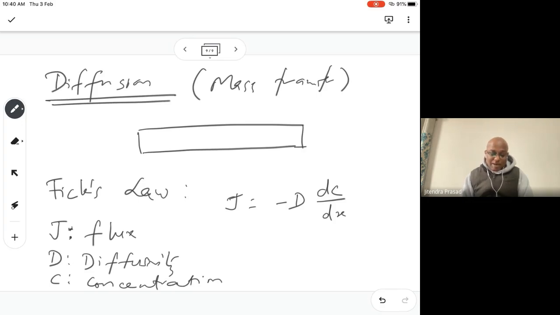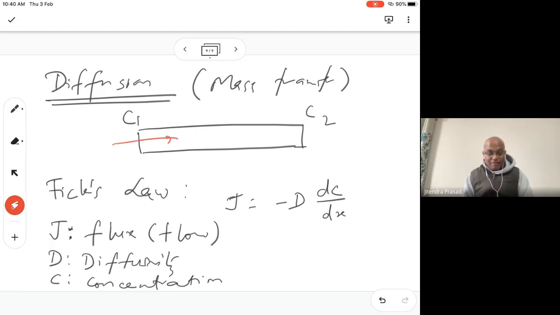So what happens? Concentration of any species, it could be ions, it could be molecules, all depends. Let us say on one side you have concentration C1, and at the other side C2. You will see there will be a flux, meaning a flow of the species we are talking about, not fluid, either ions or any other thing.